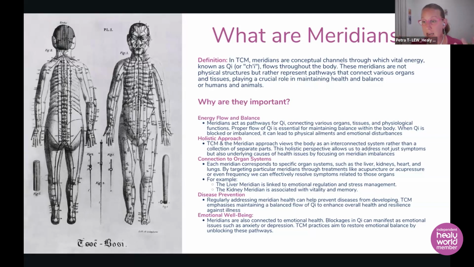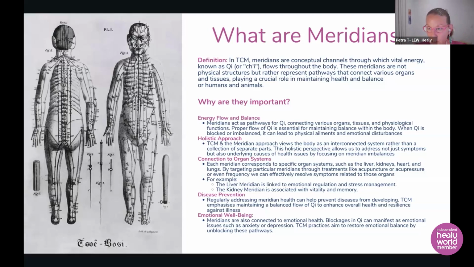So we need to understand that the body gives us symptoms of what is actually going on deeper inside. For example, liver meridian is linked to emotional regulation and stress management, and kidney meridian is associated with vitality and memory. All this knowledge, I will show you how to access it. I will show you how to go deeper. So today we're actually going to look at that.